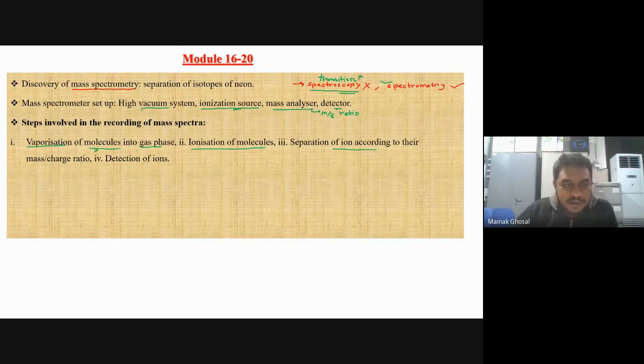The separation of ions is done depending on this m by z, the mass by charge ratio, and the detection of the ions is the final thing. So the steps involved: you first need to vaporize your sample, or put your sample in the gas phase. Then it will be ionized by high energy electrons, then the separation of ions will be done according to the mass by charge ratio, and then there is detection of the ions. These are the different steps involved in the recording of mass spectra.